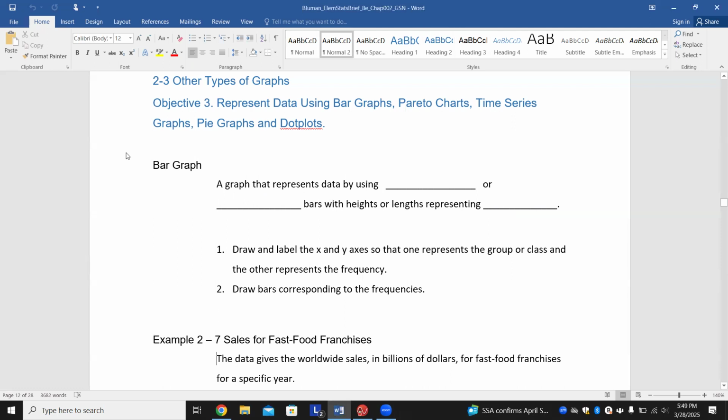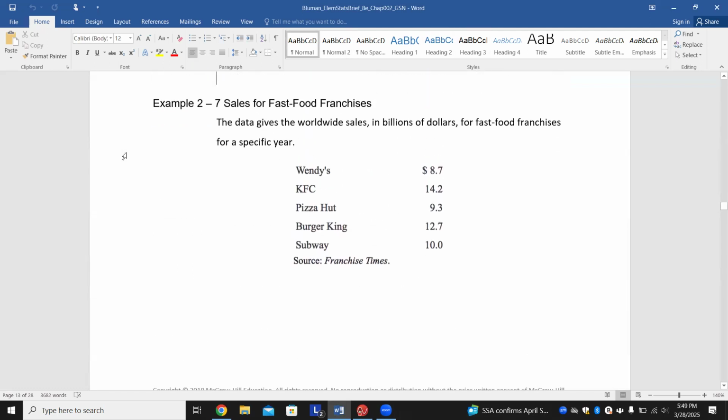So in example 7, we're going to look at sales for fast food franchises. The data gives the worldwide sales in billions of dollars for fast food franchises for a specific year. So we see that Wendy's has 8.7 billion, KFC has 14.2 billion, Pizza Hut is 9.3 billion, and Burger King is $12.7 billion. And then Subway is $10 billion. Again, this comes from the Franchise Times.